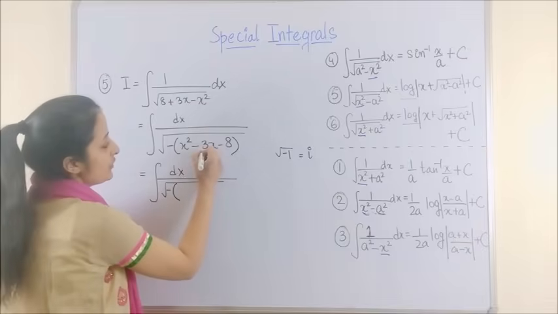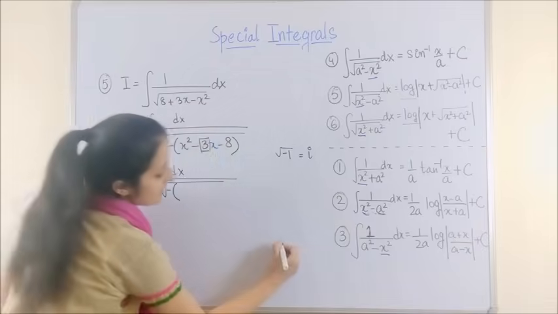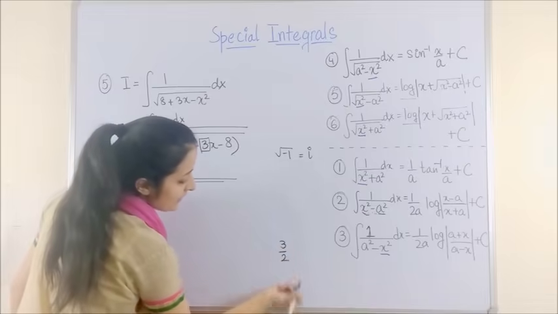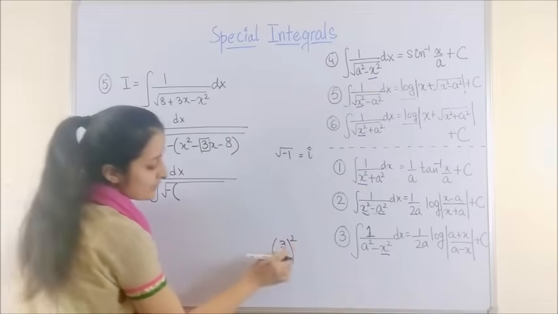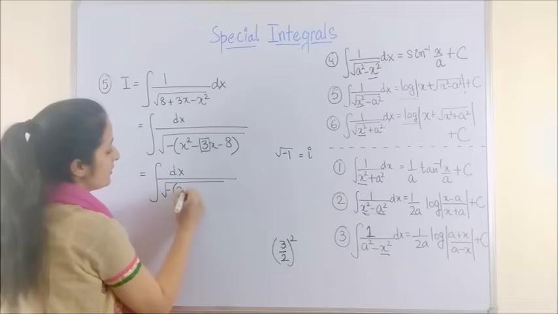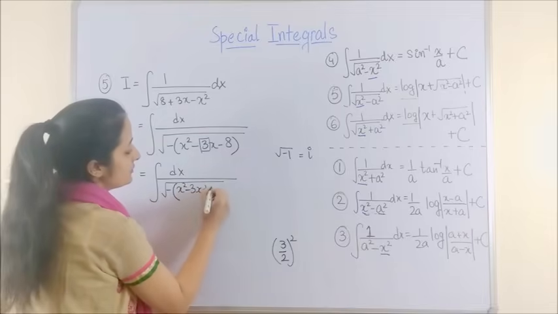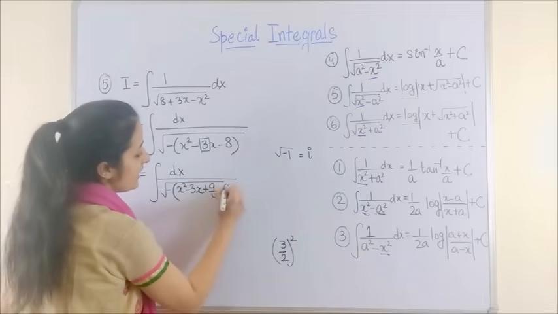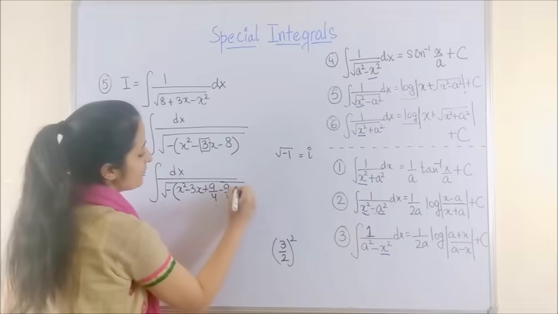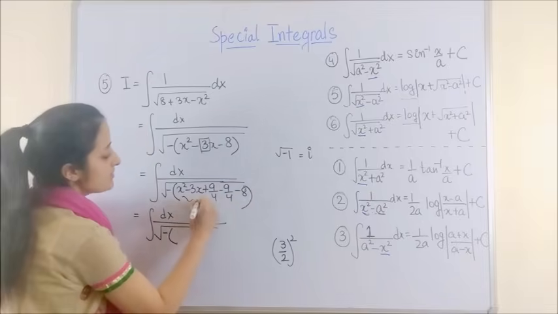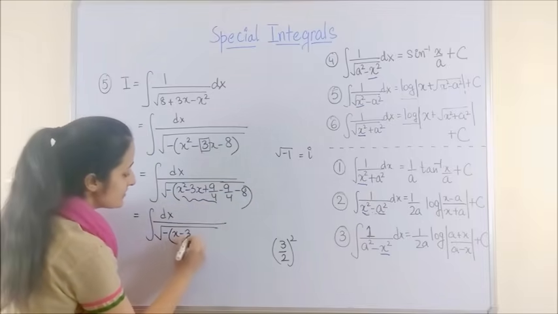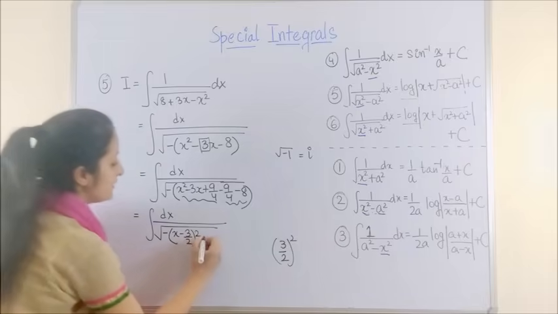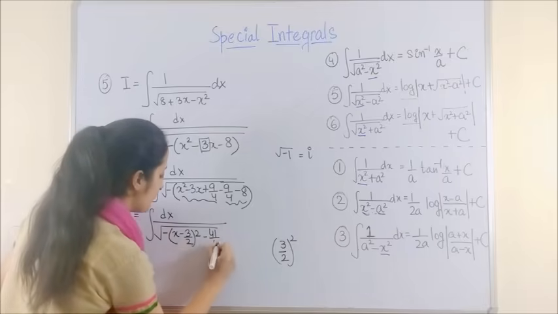Now the coefficient of x is 3. So I take its half and then I take its whole square. So that gives me 9 by 4. So I know I have to add and subtract 9 by 4. This part gives me x minus 3 by 2 whole square. We get minus 41 by 4.